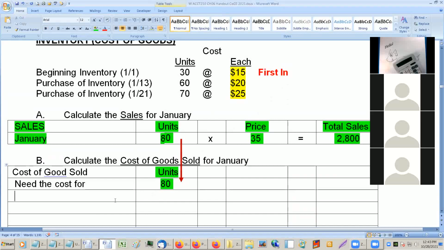So we're going to start here. So we're going to go to this layer, the beginning inventory. I'm just going to copy because I'm lazy. Now, notice we can't get all 80 units. There's only 30 in that layer.